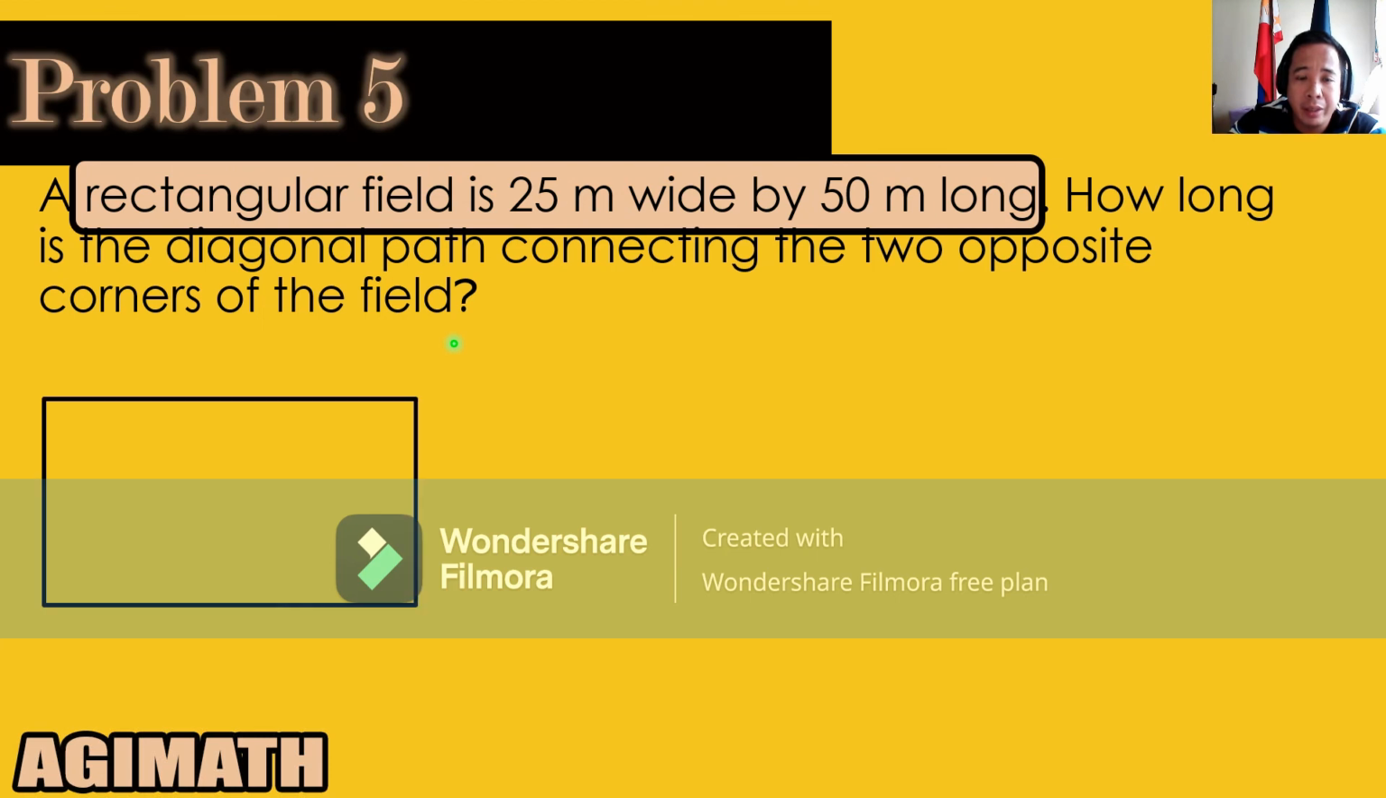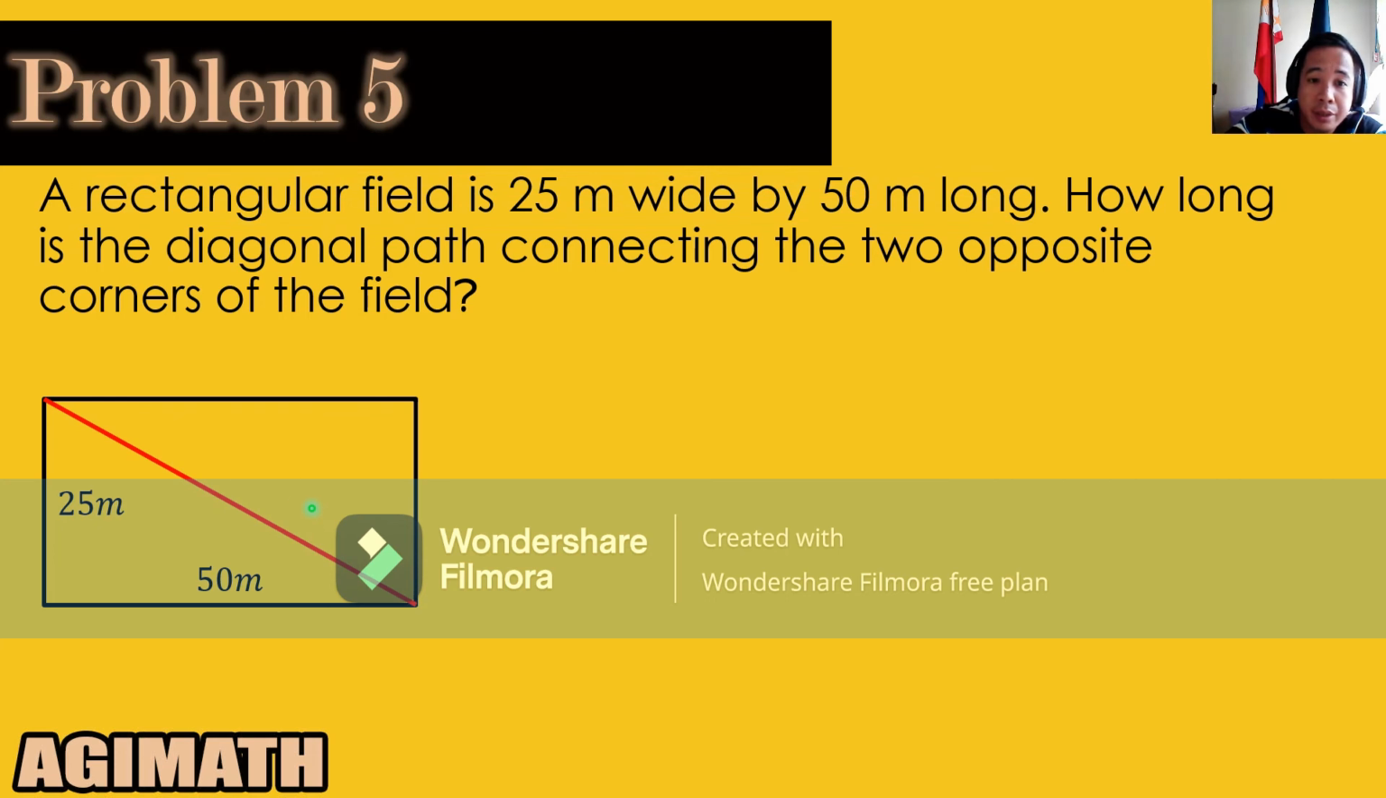So we start with a rectangular field. We draw a rectangle 25 meters wide by 50 meters long. So this width is 25 meters, the length is 50 meters, and that is a rectangle. The question is, how long is the diagonal path connecting the two opposite corners of the field? So if we have two corners, we can connect them. And what is asked in the problem is, how long is this diagonal path?